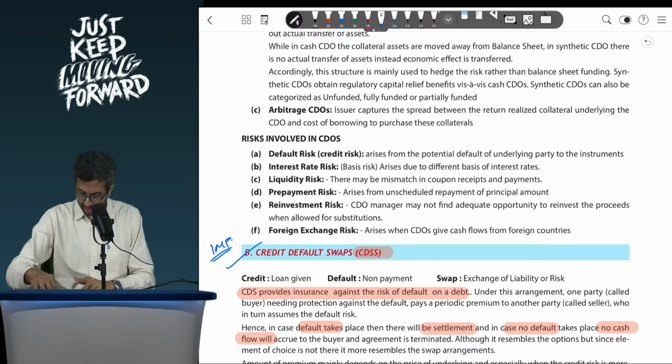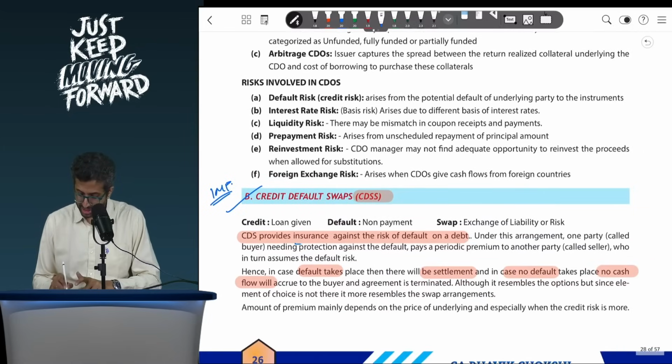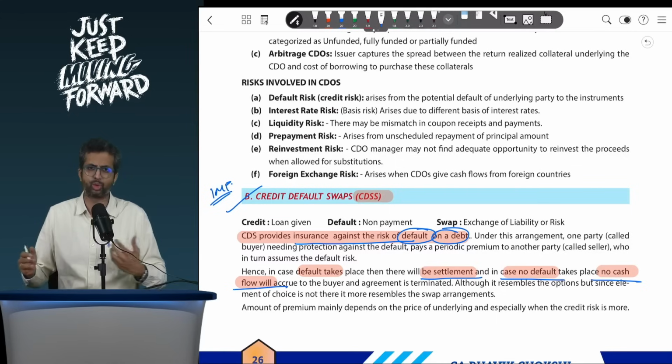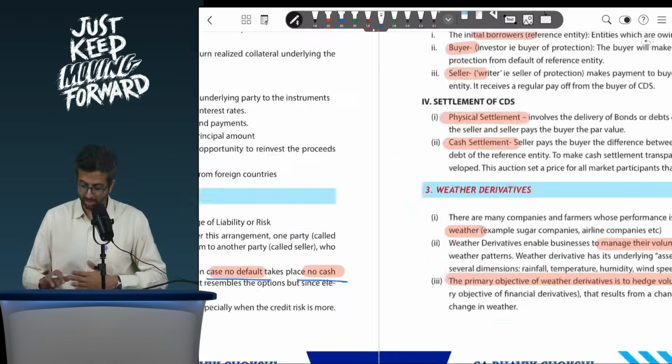So the credit default swap provides insurance against the risk of a possible default on a debt. That is what a CDS does. If the default takes place, there will be settlement. In case no default takes place, there will be no cash flow. The income for the seller will be the premium amount.